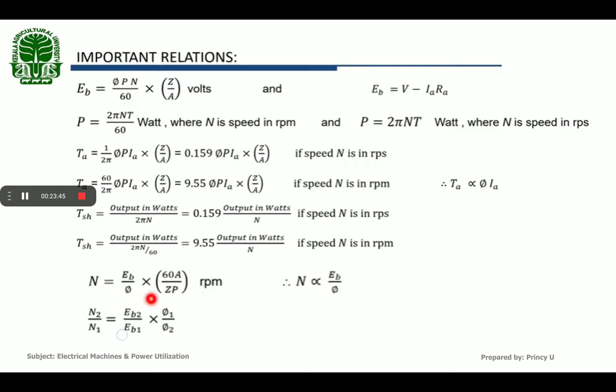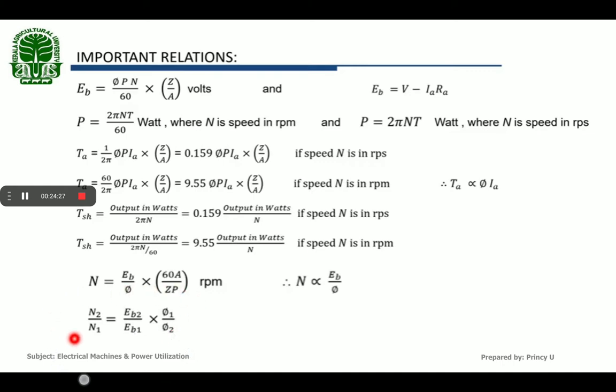And to find the speed of a DC motor, N is proportional to EB by Φ. That is, N equals EB by Φ into a constant, the constant being 60A by ZP. From the EMF equation, the speed equation is N equals EB by Φ into 60A by ZP RPM. In short form, N is proportional to EB by Φ. And if you have two cases, N2 by N1 is equal to EB2 by EB1 into Φ1 by Φ2.